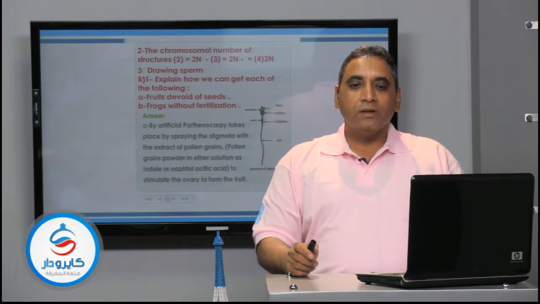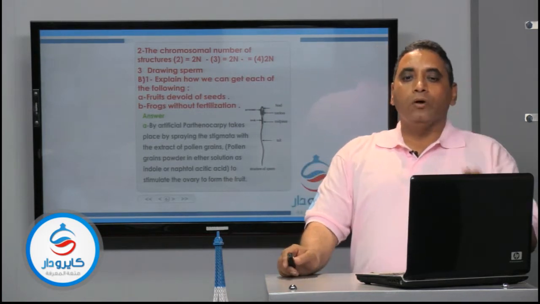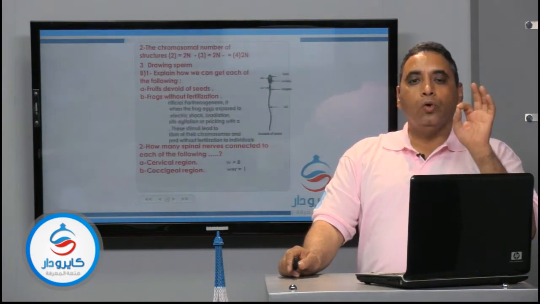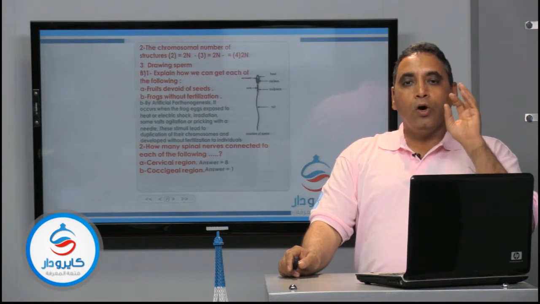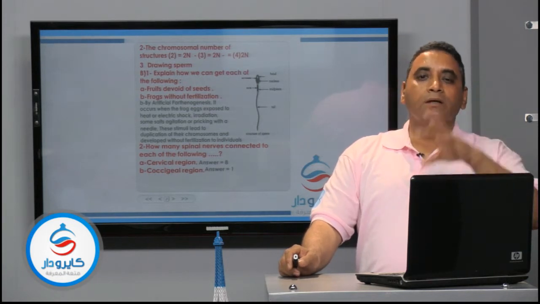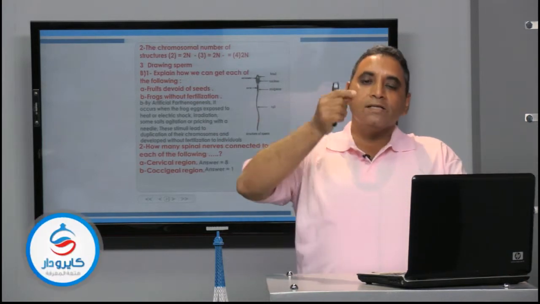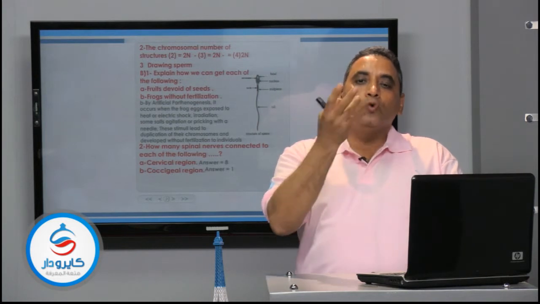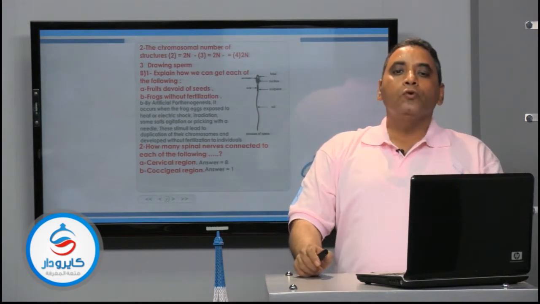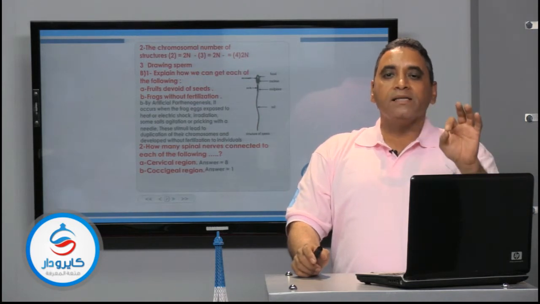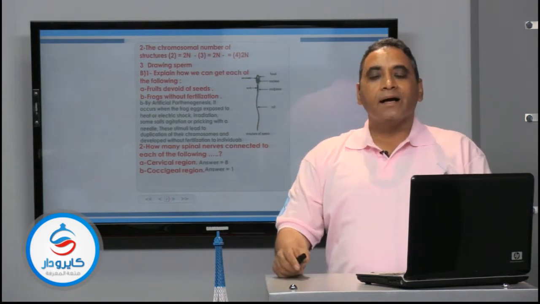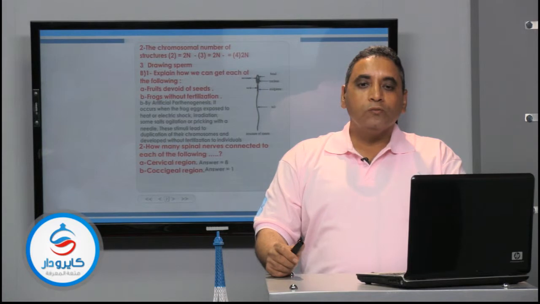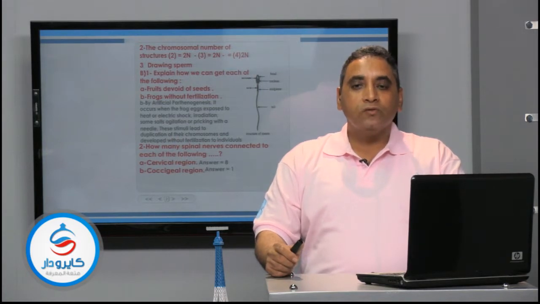Number B, frogs without fertilization. If the frog egg or the frog ovum is exposed to chalk or to a certain chemical substance, or salts, or exposed to electric shocks, that stimulates the ovum nucleus to divide mitotically to change into 2N. So the ovum becomes 2N similar to the zygote, and it grows to produce the offspring similar to the mother, because that acts as a kind of asexual reproduction, which is called parthenogenesis, which is the ability of the ovum to divide to produce a complete individual without fertilization.